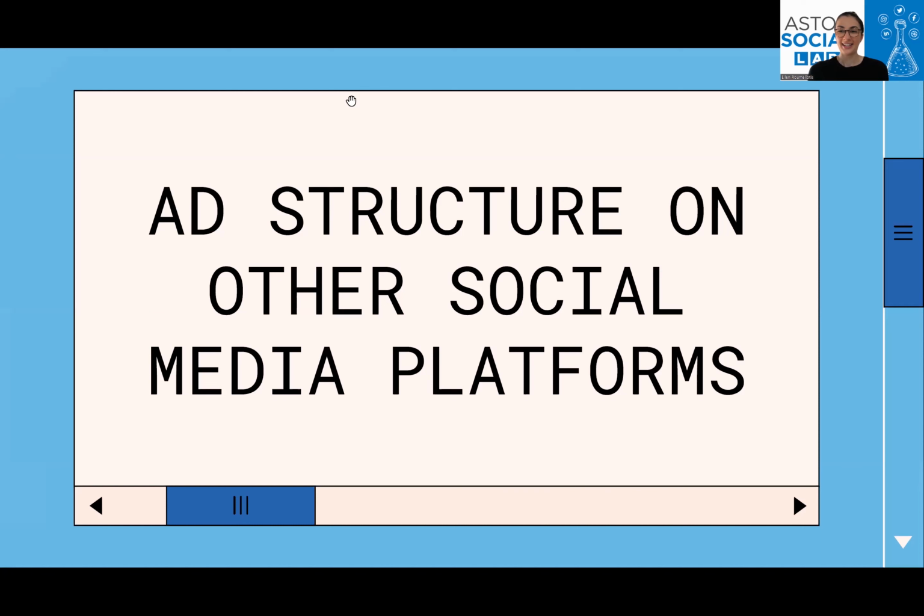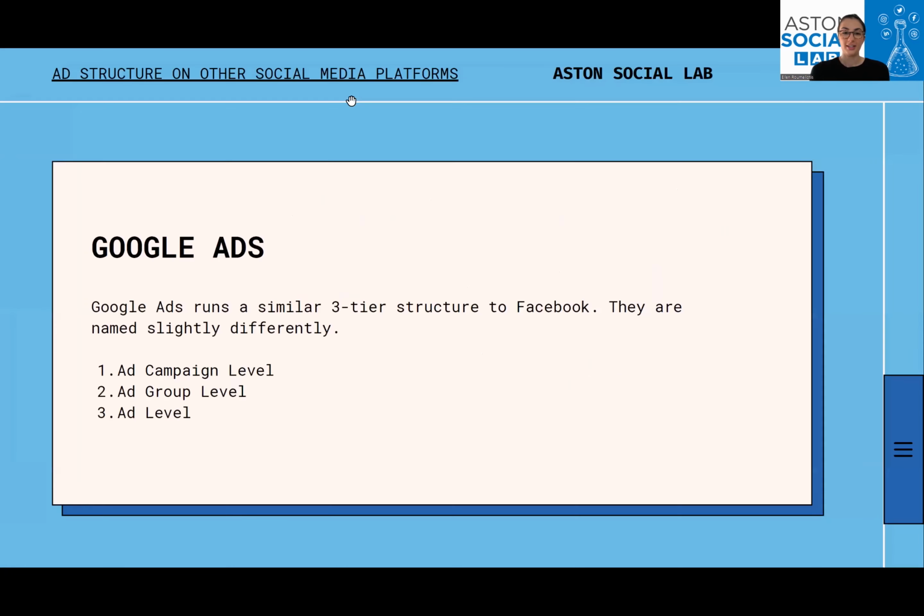Now that we've looked at that, let's take a quick look at the ad structure on other social media platforms. So looking at Google to begin with, Google Ads also runs a similar 3-tier structure to Facebook. They're just named slightly differently. So rather than campaign on Google, it's ad campaign level. Below that is the ad group level. So rather than ad set, it is ad group. And again, that's where you choose your audience, your budget, your time frame, all of those aspects that tell your campaign how to run. And then lastly, the ad level.